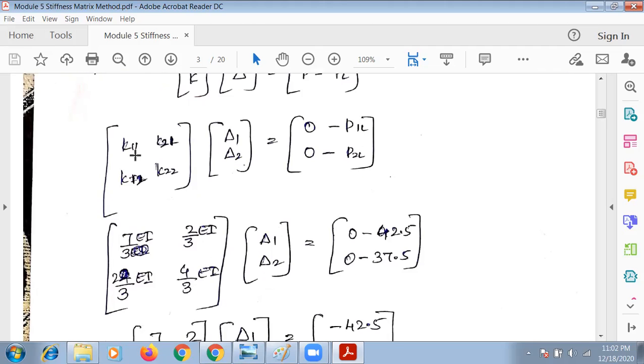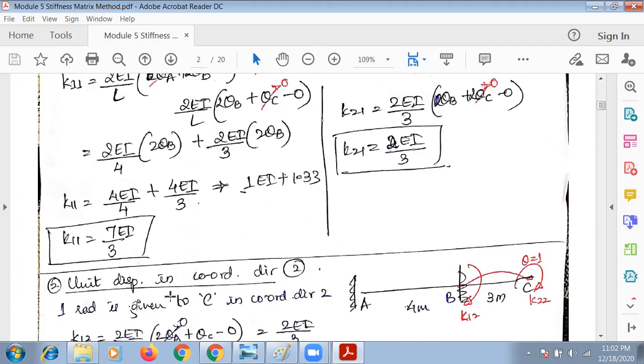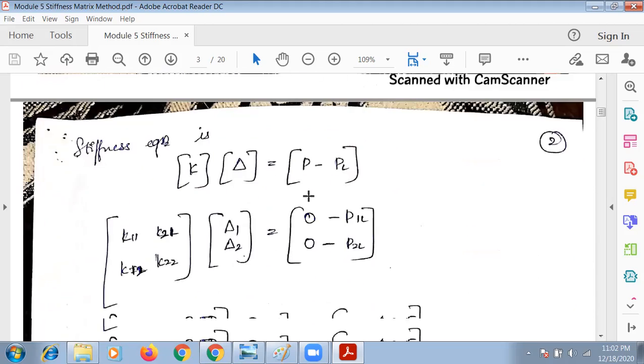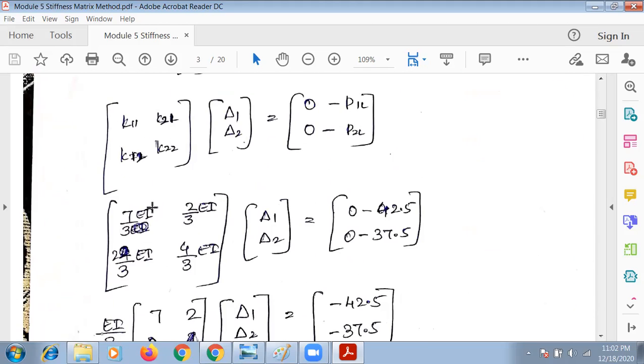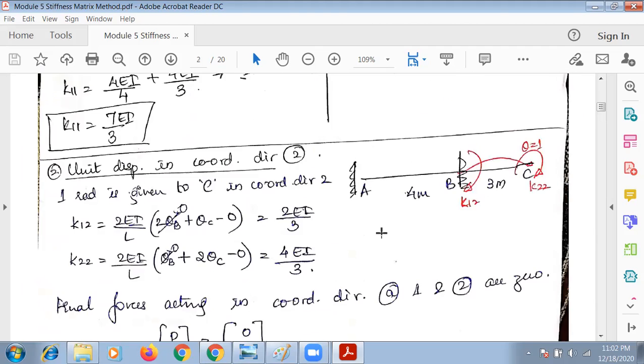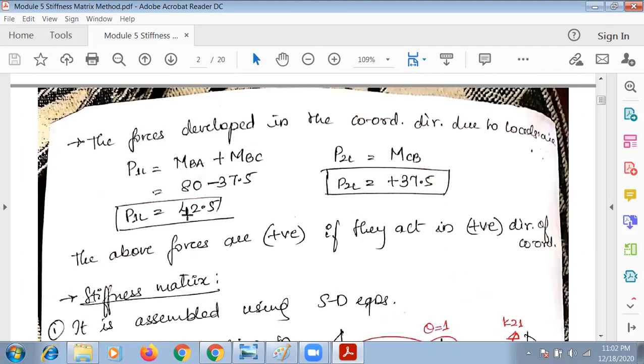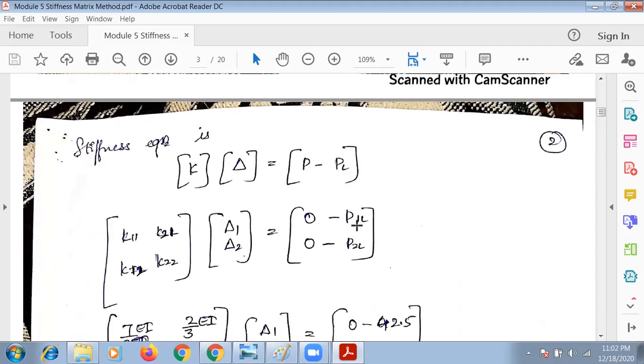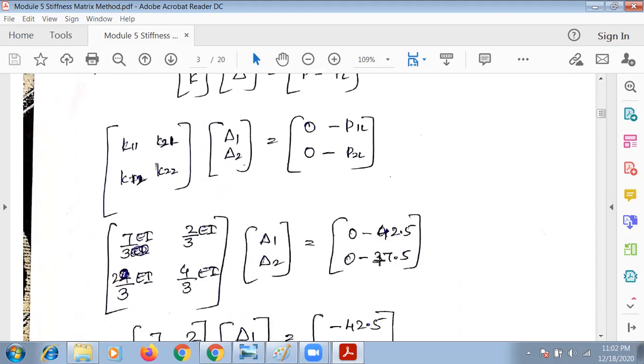Next we have to write this K11, whatever we found out here: 7 by 3, 2 by 3, then 2 by 3, 4 by 3. You have to write this carefully. If you write this properly, then next is just the substitution. Then delta 1, delta 2 equal to P1L, which we have already calculated previously. It is again minus. Here it is plus, but according to the formula, it is 0 minus P1L, 0 minus P2L. Once you write this, 42.5 minus 37.5.